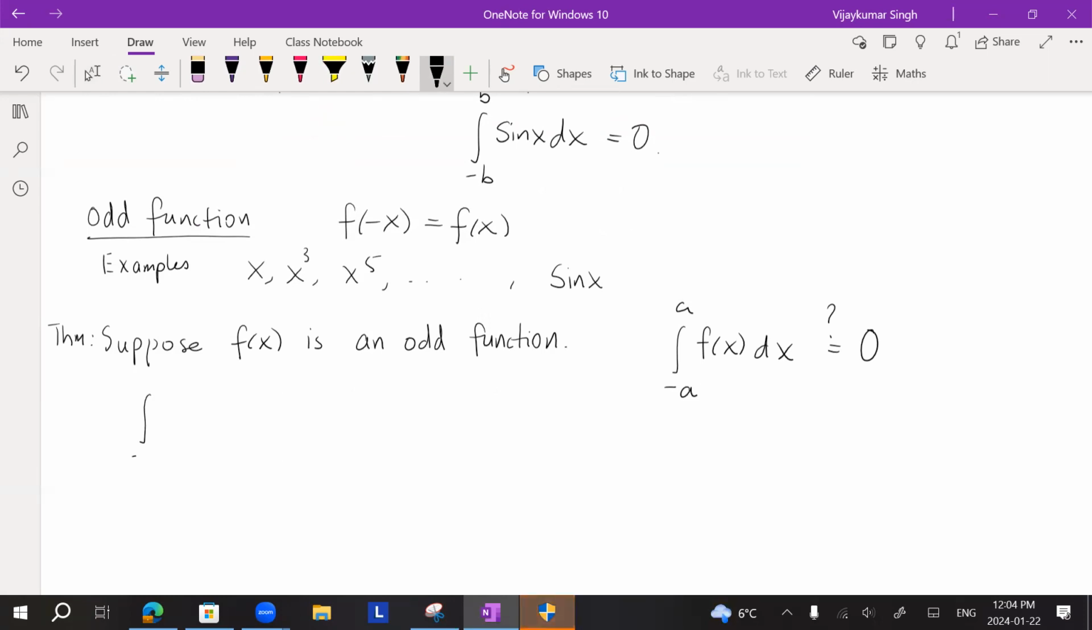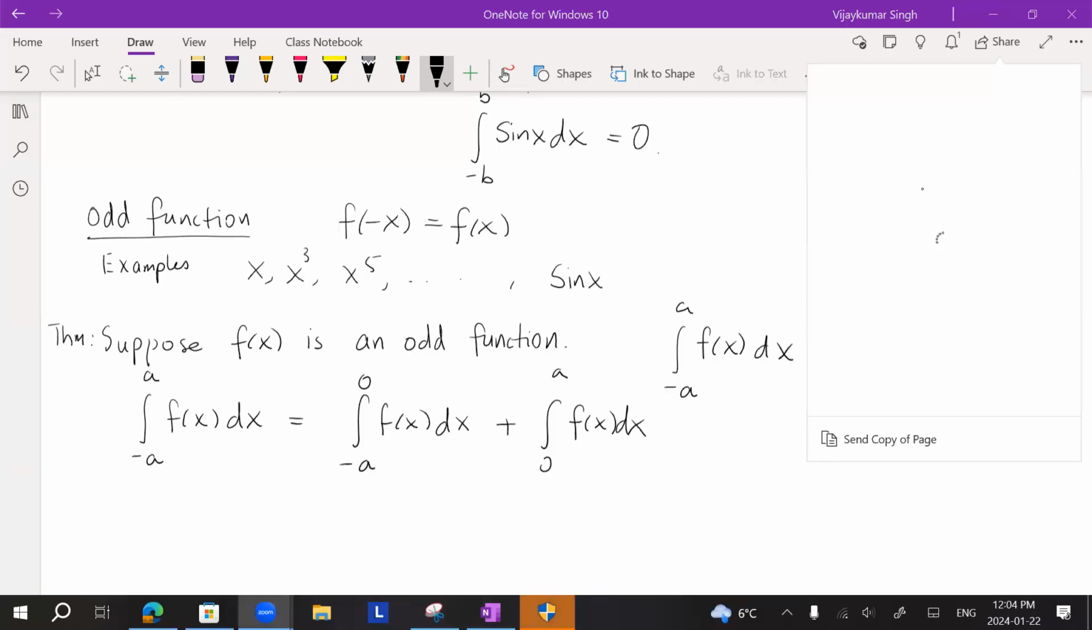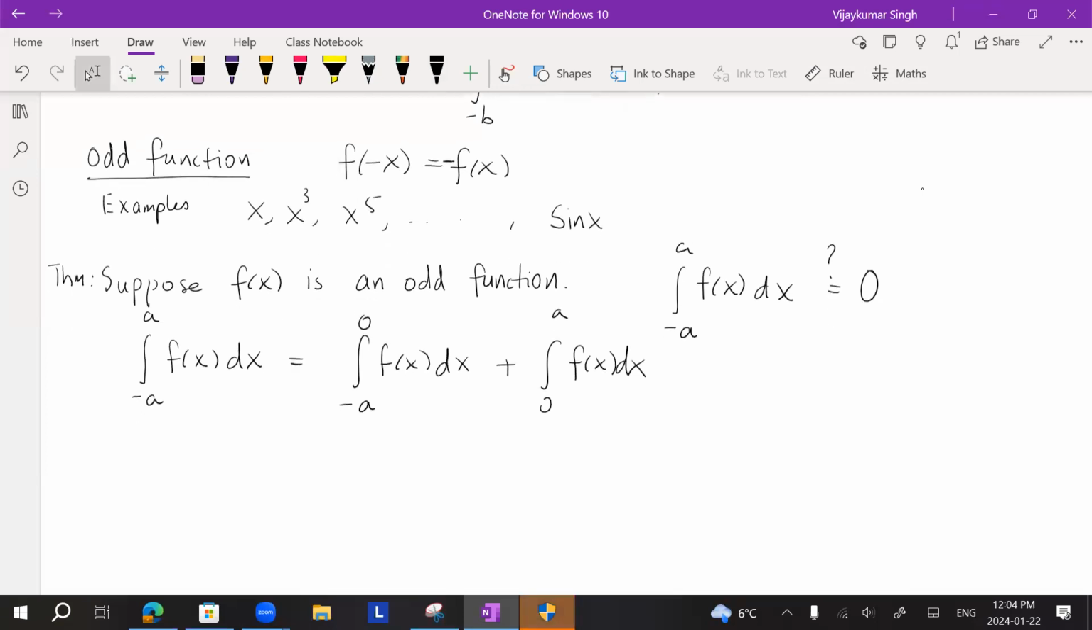Let's break this integral from minus a to a of f of x dx. It can be seen as the integral from minus a to 0 of f of x dx plus the integral from 0 to a of f of x dx. So what is an odd function? f of minus x equals minus f of x. So now I have this.